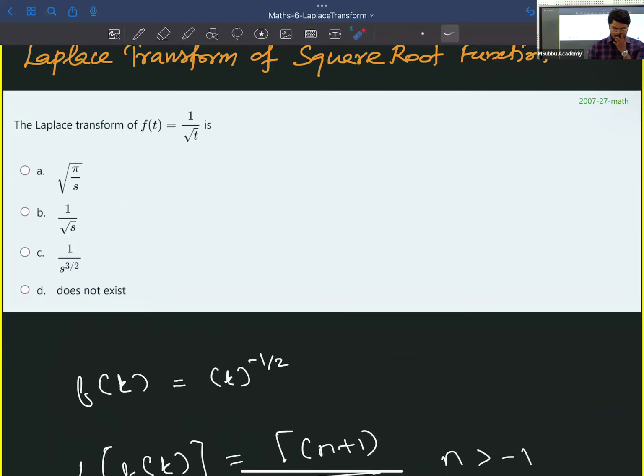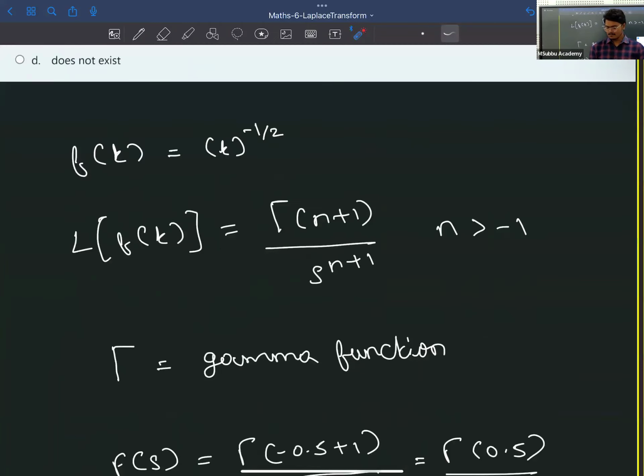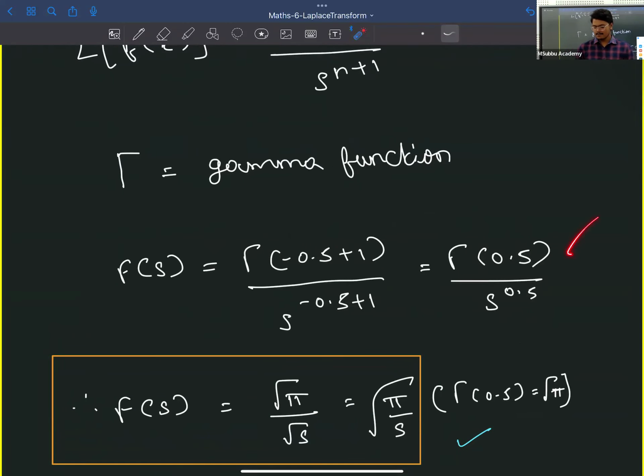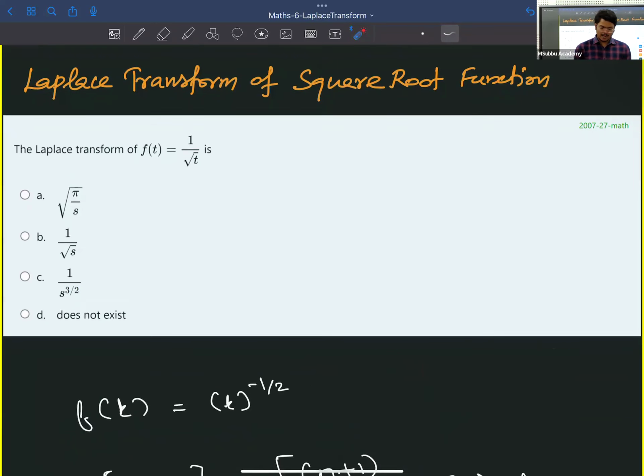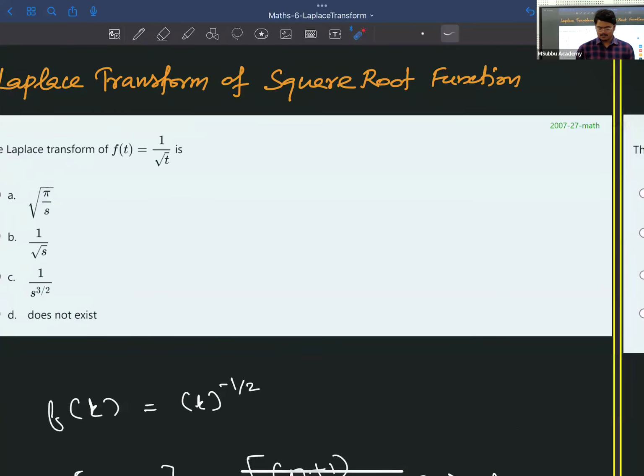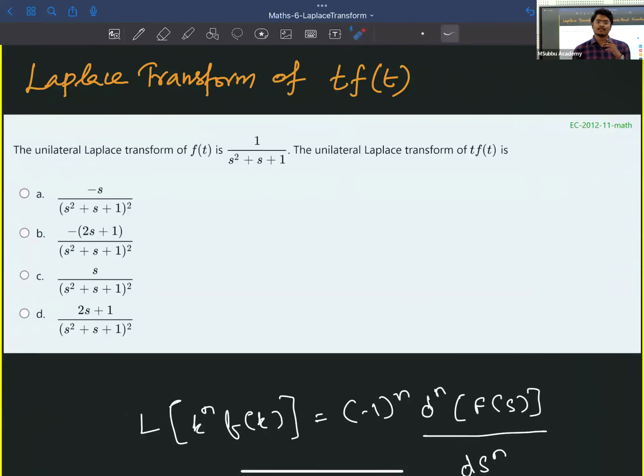Okay, this will be your answer. There's no other way, because you have to remember gamma of 0.5. Most probably you will have the same problem, or you won't have this problem. So that's all based on this problem. If you have any doubts, you can just ask me.